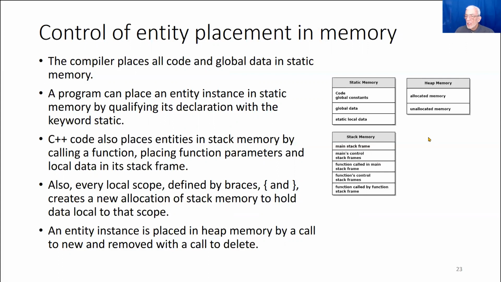Finally, you place a variable in heap memory by calling new, specifying the type you want to create, and you may initialize it to give it a value. This is an unnamed variable, but the call to new returns a pointer to that memory, and that variable lives until the program calls delete on that pointer, and that removes the allocation.